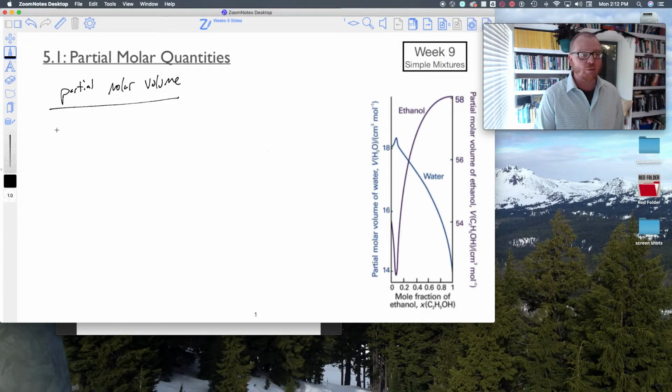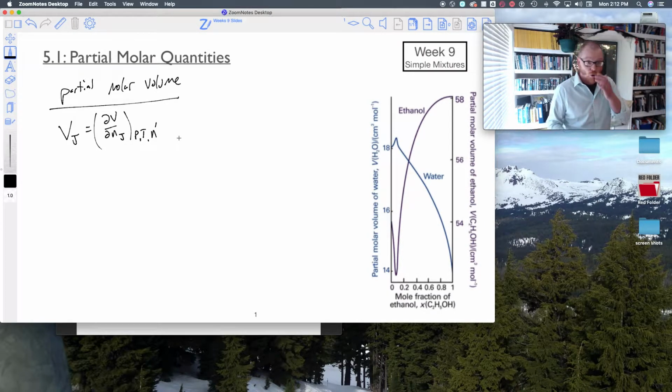Okay, so partial molar volume I will define as V sub J, where J is a subscript denoting a chemical identity. Because this is a partial quantity, this is the partial of V with respect to the partial of number of moles of species J. And this is with a bunch of stuff being held constant: pressure, temperature, and N prime. N prime meaning the total number of moles in my mixture is constant.